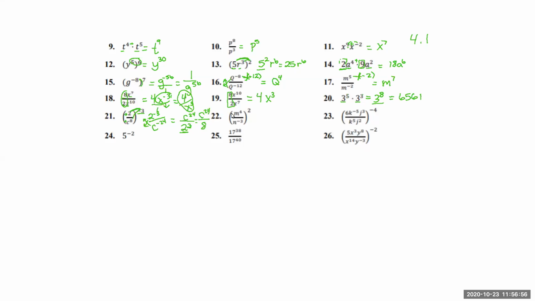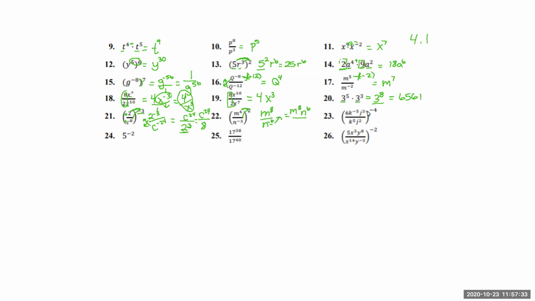All right, going on to number 22. Again, we are going to distribute that 2 to both of those terms in there. So m to the 4 times 2, which is going to be m to the 8th. And then on the bottom, we have n to the negative 3 times 2, so we have n to the negative 6. All right, because we have that negative, we have to bring it up top to make it positive. So we're going to have m to the 8th, n to the 6th as our final answer there.